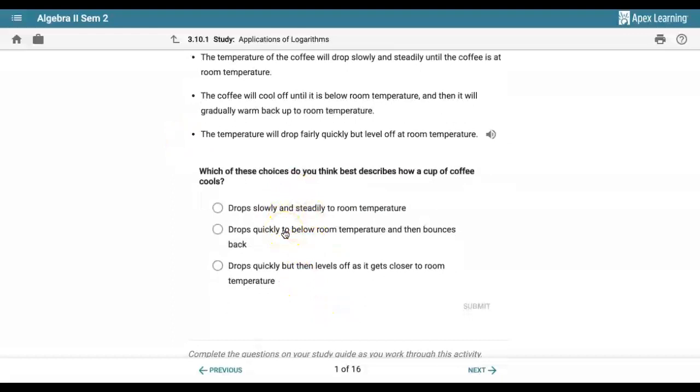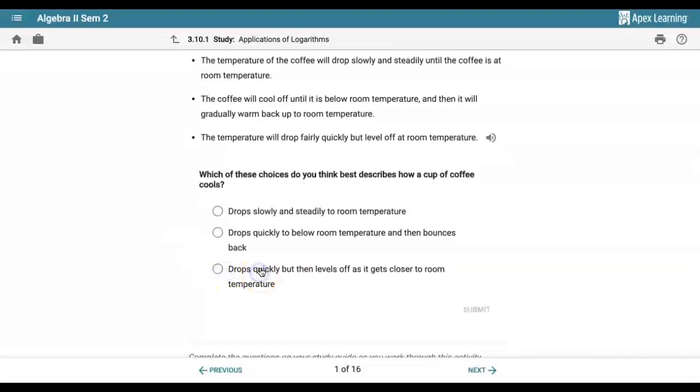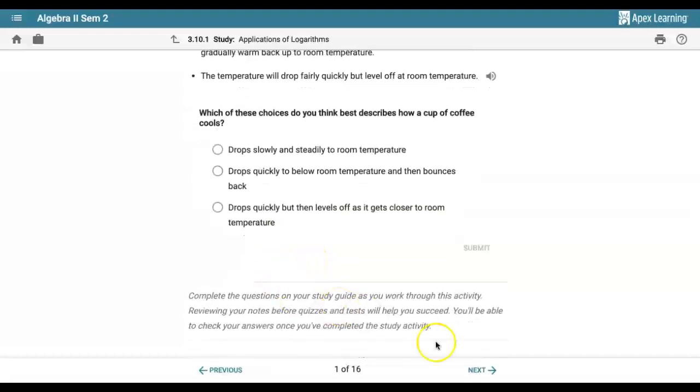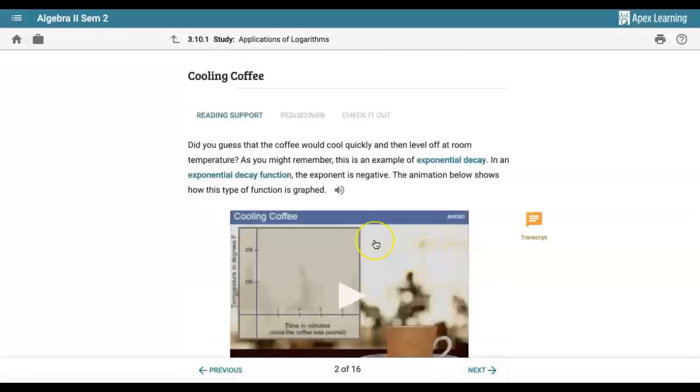Hopefully we would all be able to get that it's going to drop rather quickly, but then level off when it gets towards room temperature. I don't know why it's not letting me answer this here. It's going to level off towards room temperature because the liquid in the cup is always going to try to get to the temperature of the room. So if it's really hot in your room, your drinks will stay a little bit warmer. If it's really cool in the room, it'll get a little bit cooler. That's how this cup of coffee cools.